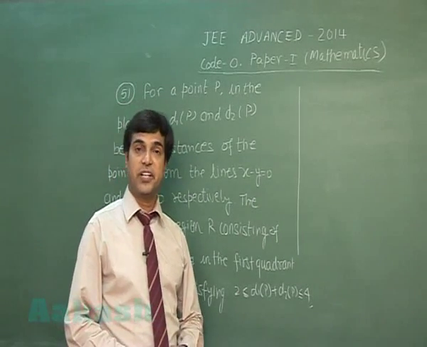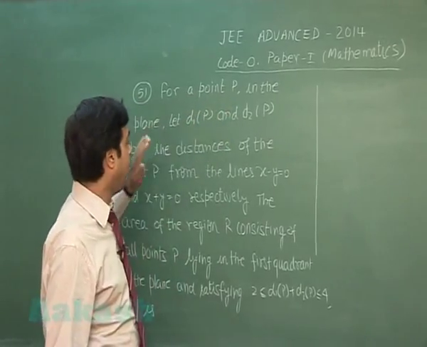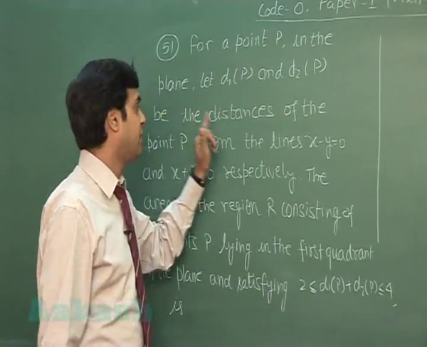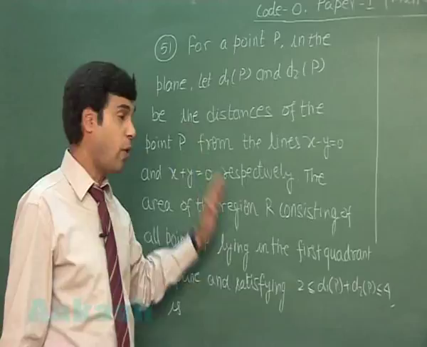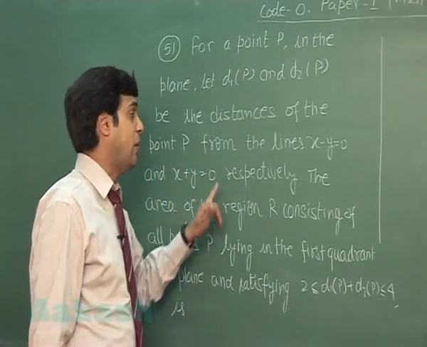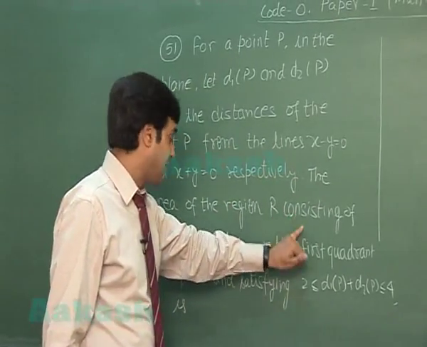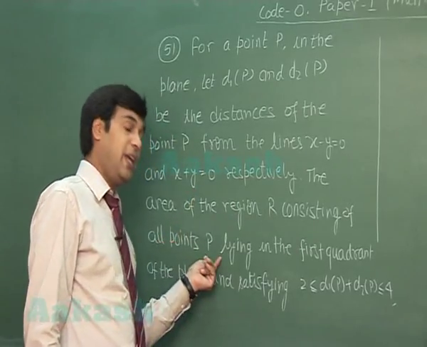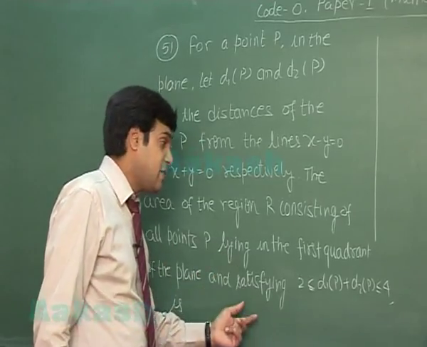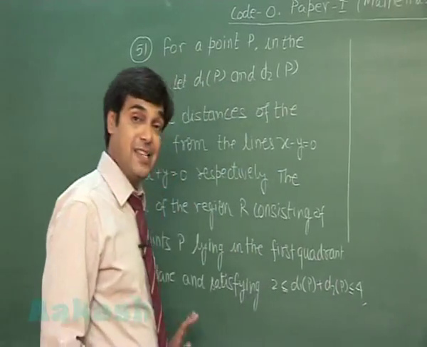Okay, let's start with question number 51, which is integer type. For a point P in the plane, let D1P and D2P be the distances of the point P from the lines x minus y equals 0 and x plus y equals 0 respectively. The area of the region R consisting of all points P lying in the first quadrant of the plane and satisfying the condition D1 plus D2 is between 2 and 4 is.